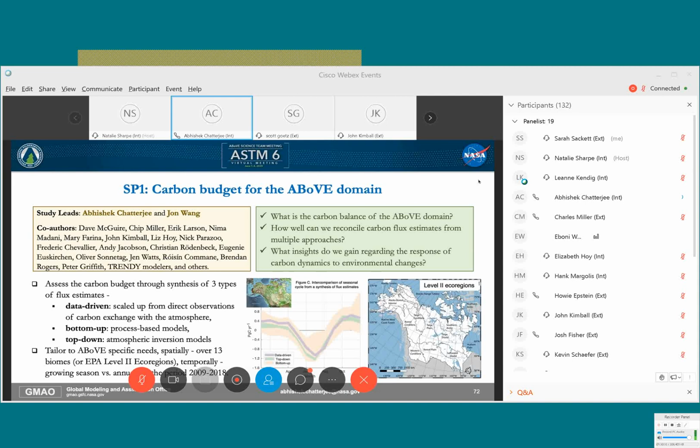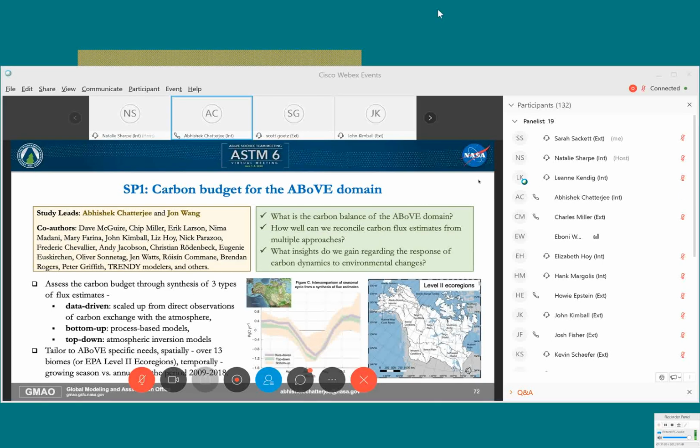Shown on the left plot here are some of the very first results, looking at the seasonal cycle from these three different groups. This is aggregated over the above domain, and for the TRENDY models, there are like 8 or 9 different models, so it has a huge range. But at least with the top-down atmospheric inversions and the data-driven ones, we do see some consistency, although there is almost a phase shift for the spring drawdown.